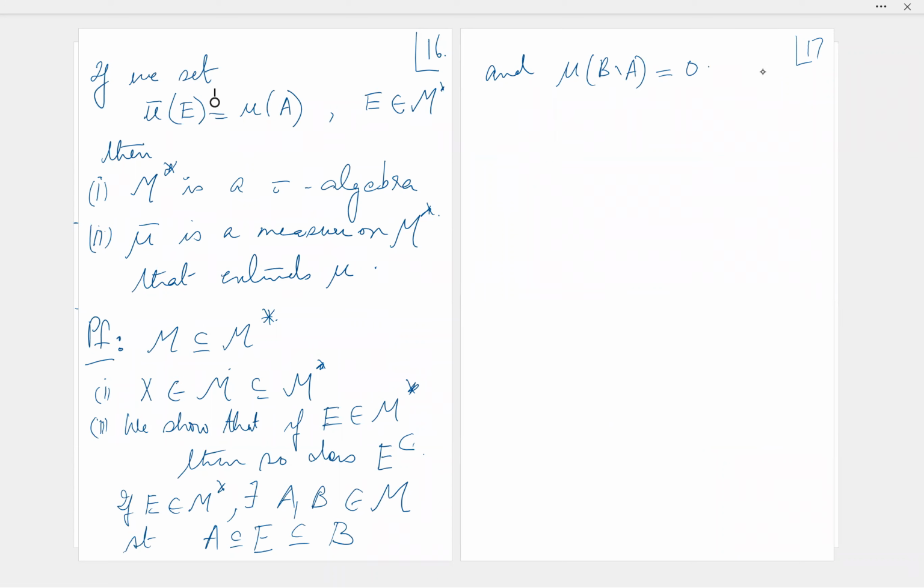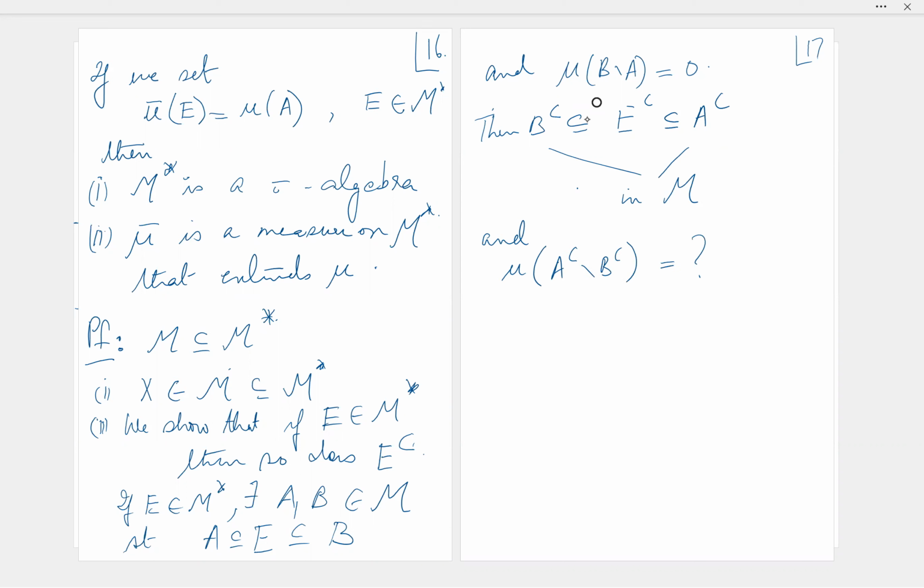Because A is contained in E, is contained in B, if I take just the complements, I have B complement is contained in E complement, contained in A complement, and these two sets are of course in M. So the first condition is fine. Now I have to talk about mu of A complement minus B complement; we need to show it's zero.